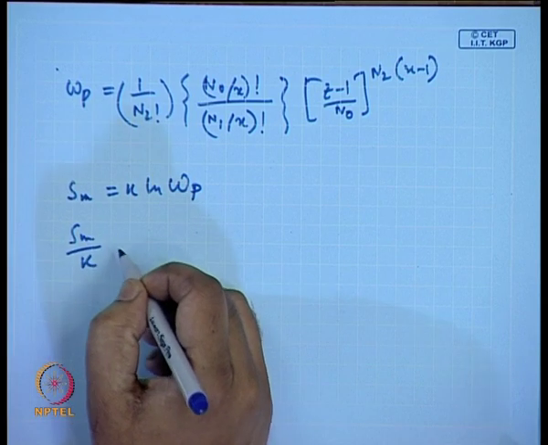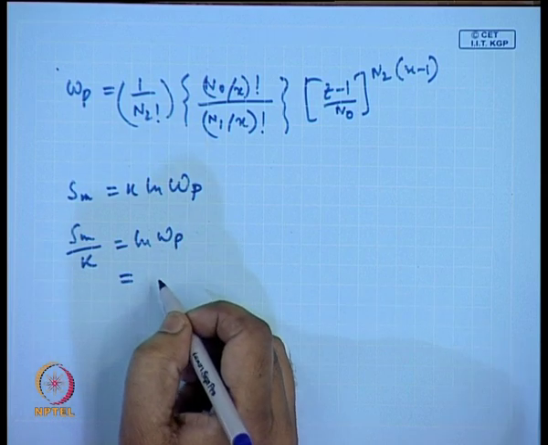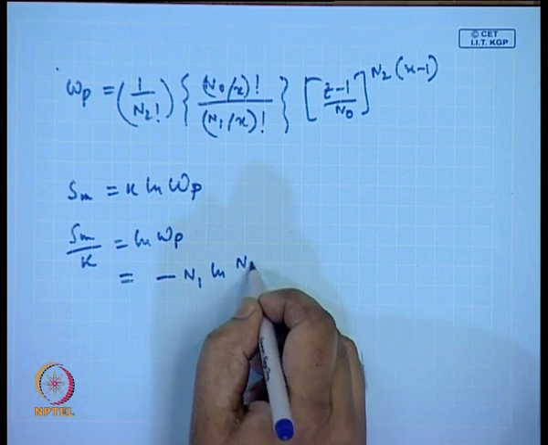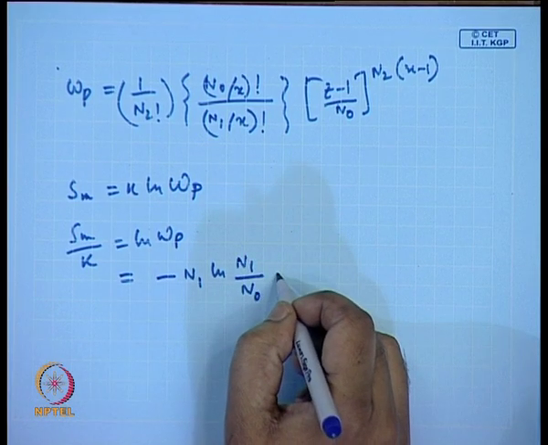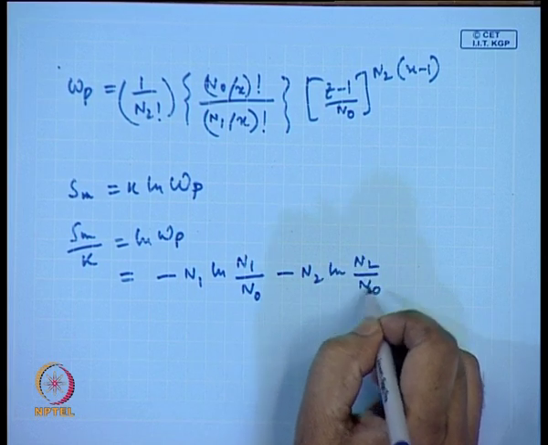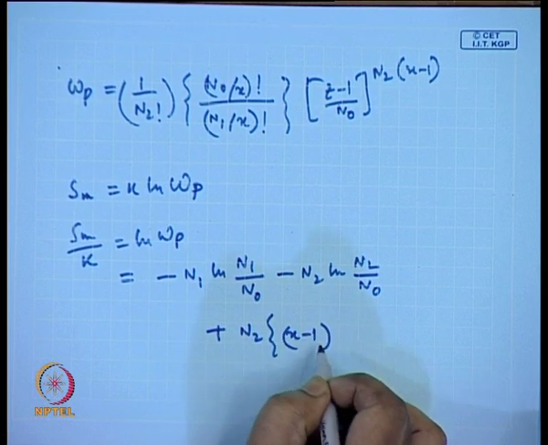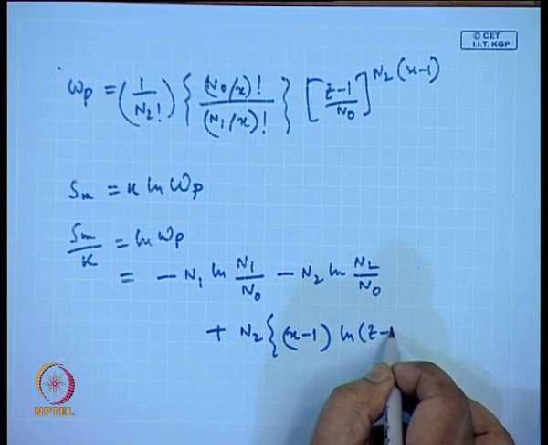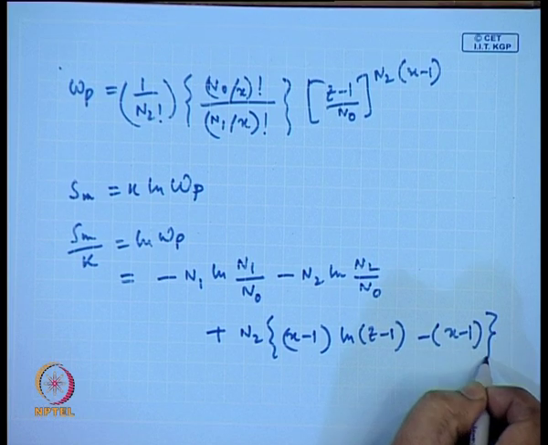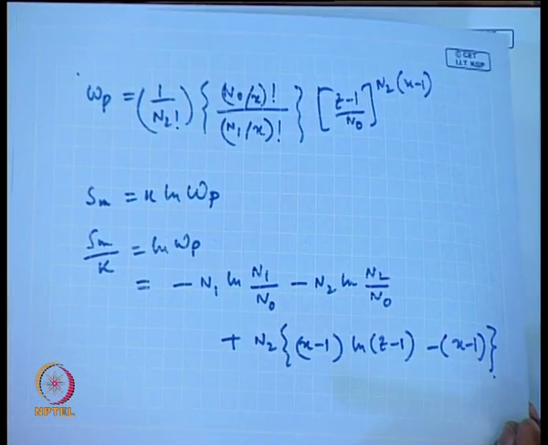So, what will be the combinatorial entropy for this mixture? S_m would be k ln W, so S_m by k would be given by minus N1 ln. Okay, so this is what we get.